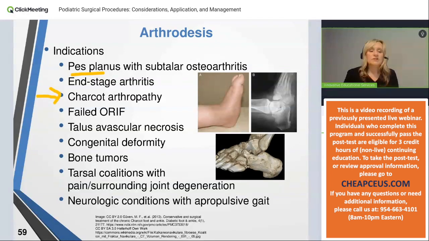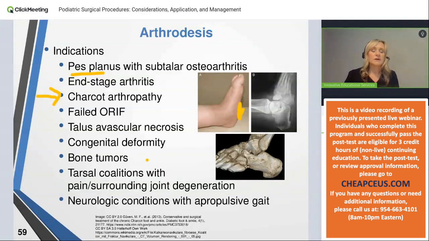Other patient populations are those with Charcot arthropathy, where we are seeing that significant deformation in the foot. It can't even fit in a shoe. They're really prone to that ulceration on the plantar surface of the foot that's placing them at risk for an infection and a potential amputation. Those are individuals who might be requiring an arthrodesis or a fusion of the ankle.